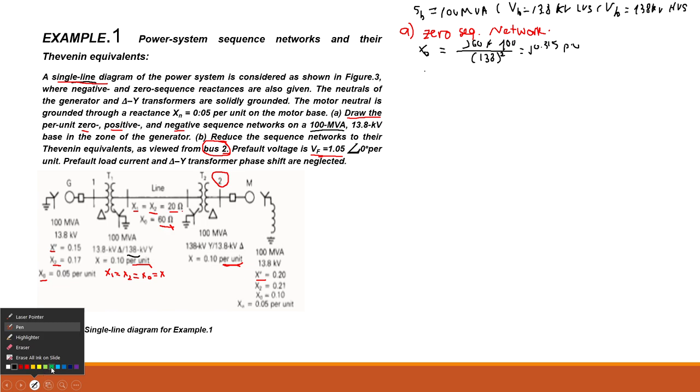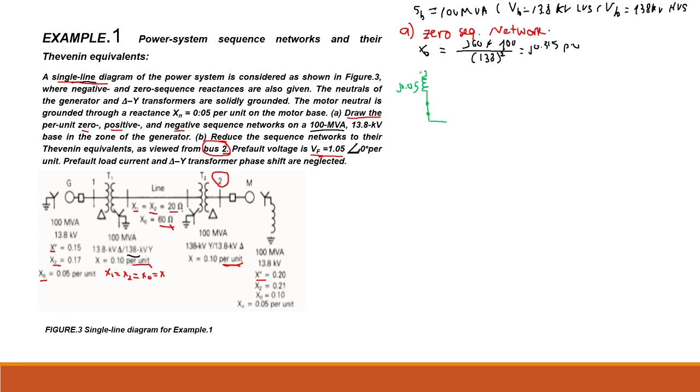This is the zero sequence reactance network for the generator. X0 for the generator is equal to j0.5. And the neutral of the generator is directly connected to the ground, it is solidly grounded. That means Zn equals zero, so the reactance Xn is equal to zero. This is the zero sequence network for the generator.